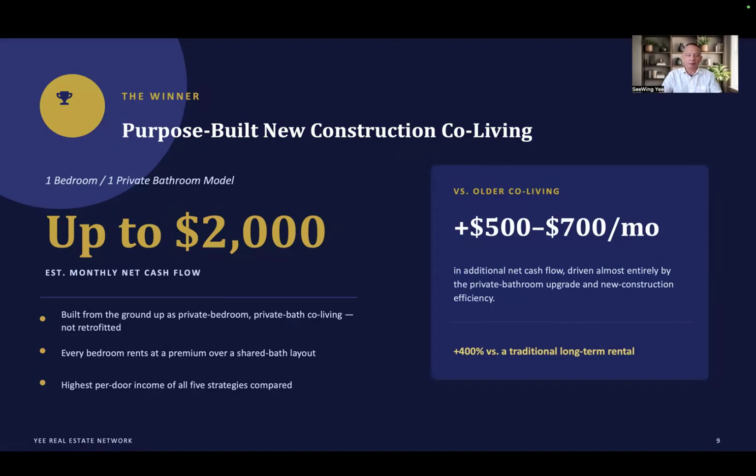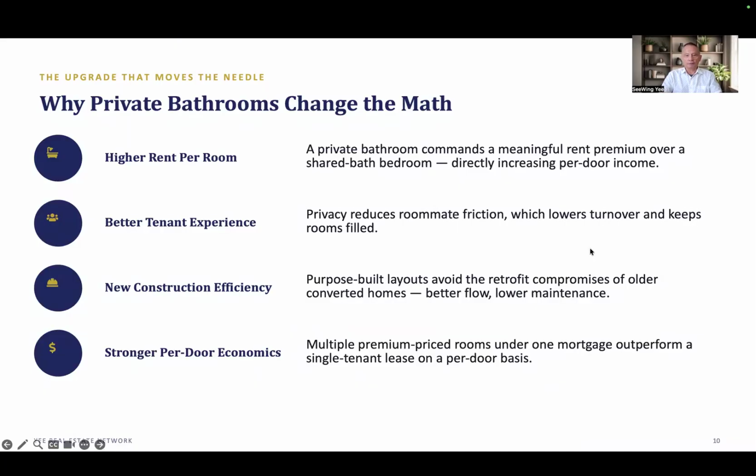7 bedroom, 7 bath. It rents for $1,000 per room per month gross rent, and you minus all the debt obligations, the expenses, utilities, upkeep, internet, garbage collection, parking fees, and whatever, and the furnished rooms, purpose-built new construction, up to $2,000 monthly net cash flow, which is 50% higher typically than an older co-living converted home. All right, so far so good.